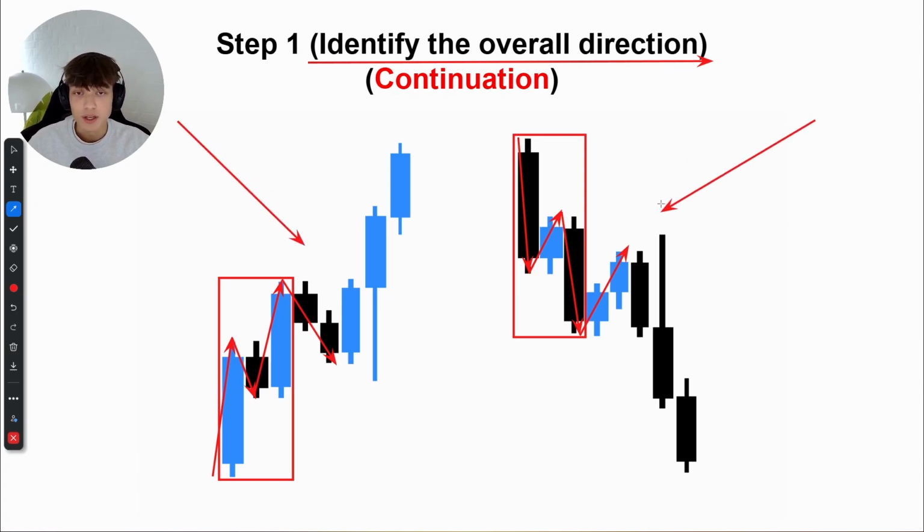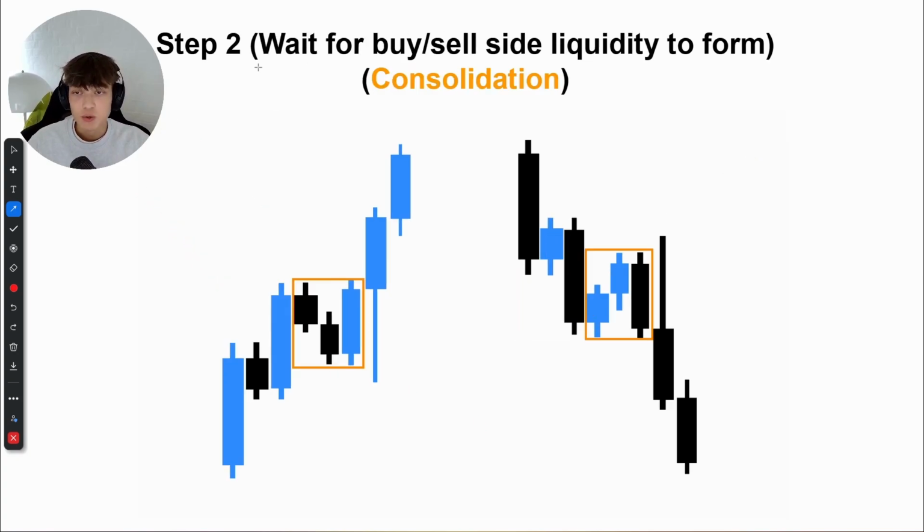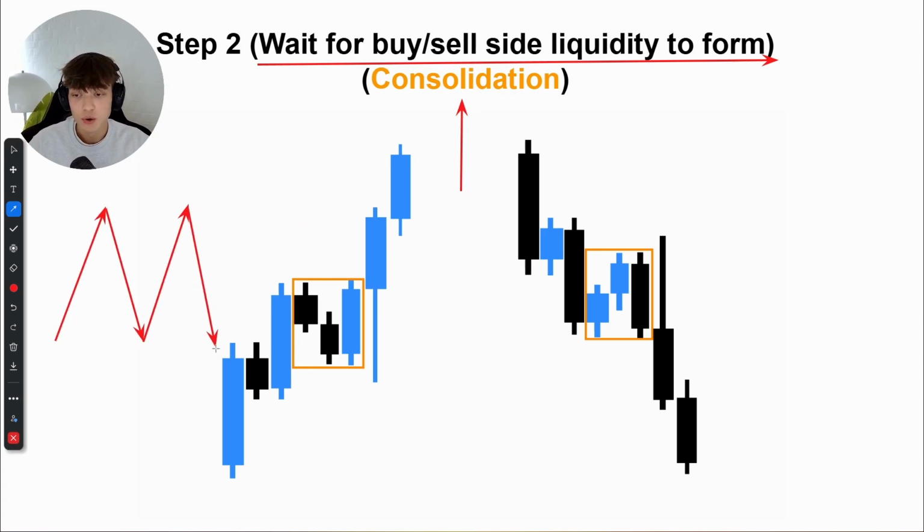And this step 1 to identify the overall direction is absolutely key and game changer. You have to keep this in mind whenever you're trading this strategy, because you want to take advantage of the liquidity grab following the overall daily direction, right? But we'll get into that later, okay? But step 2 is to wait for buy side and sell side liquidity to form. This right here is the consolidation phase in CCL, right? So the consolidation phase is whenever price is just moving sideways with no clear direction.